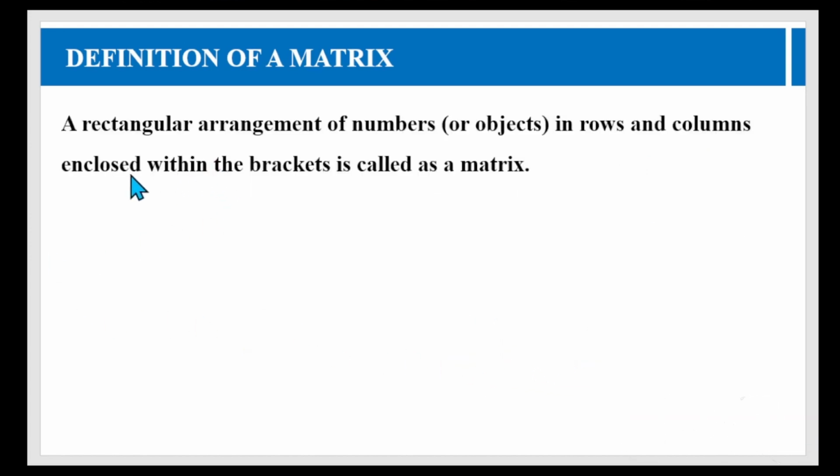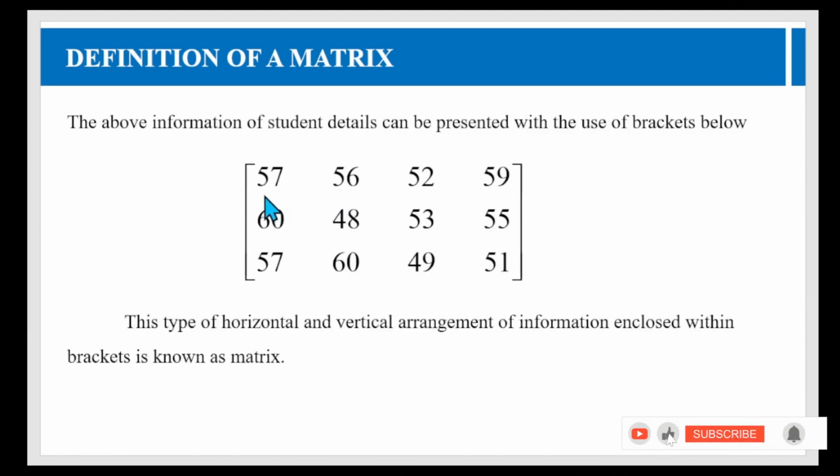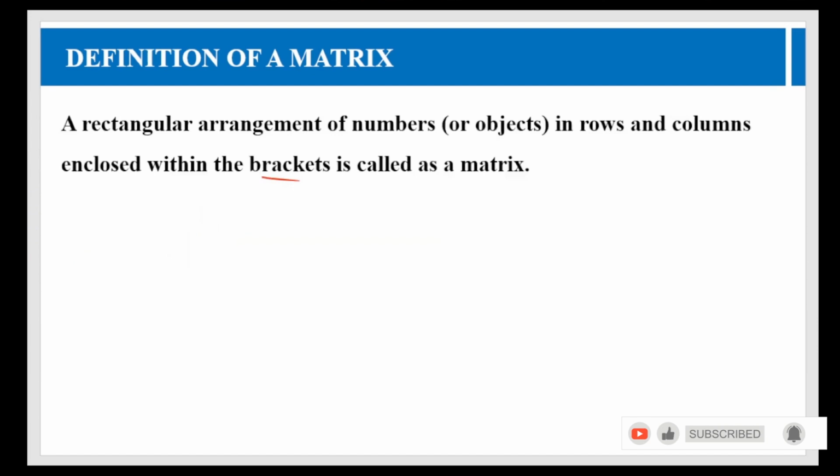Then what is the definition? A rectangular arrangement of numbers or objects in rows and columns enclosed within the brackets is called a matrix. And usually a matrix is denoted, written, with a capital letter name. That is, we name the matrix using a capital letter, A or B or like that. Now, examples for matrices.